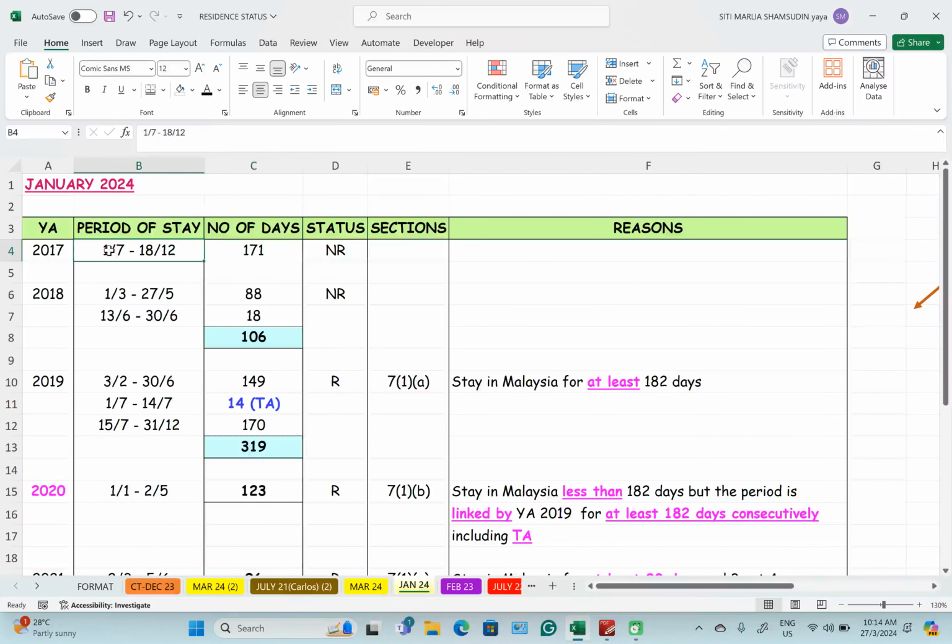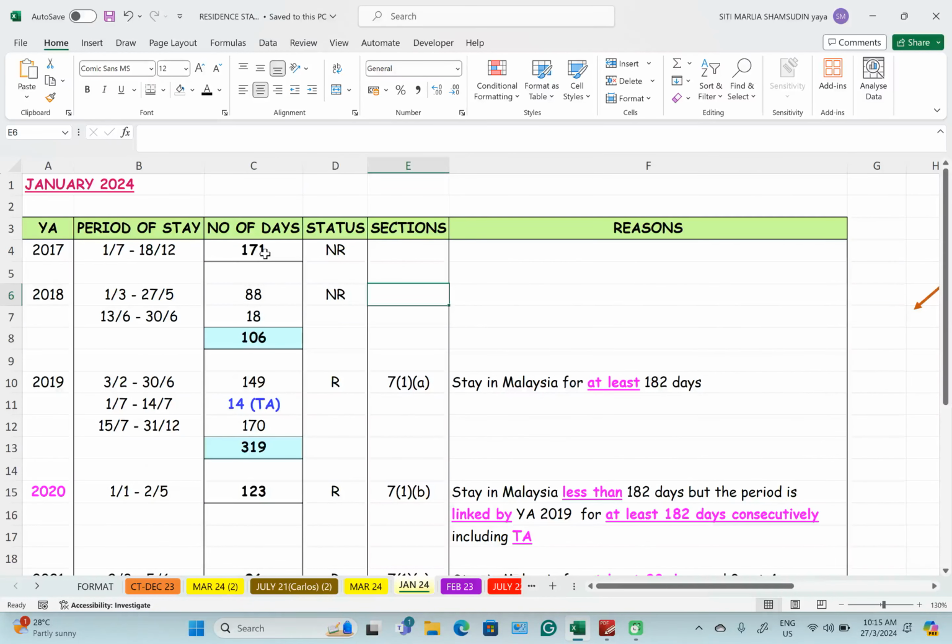Look at the period, guys. 1st July, exactly the first day in July, so you can take the full day of July: 31, plus August 31, September 30, October 31, November 30. And then December up until 18, so you plus 18. Next, total up. So I got here the number of days is 171 days. Okay, guys, 171 days.